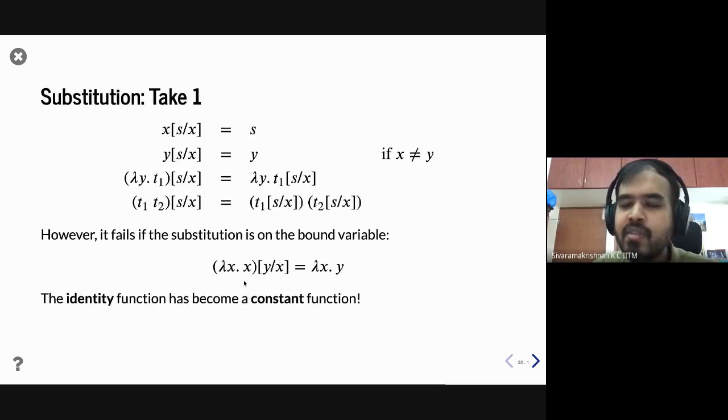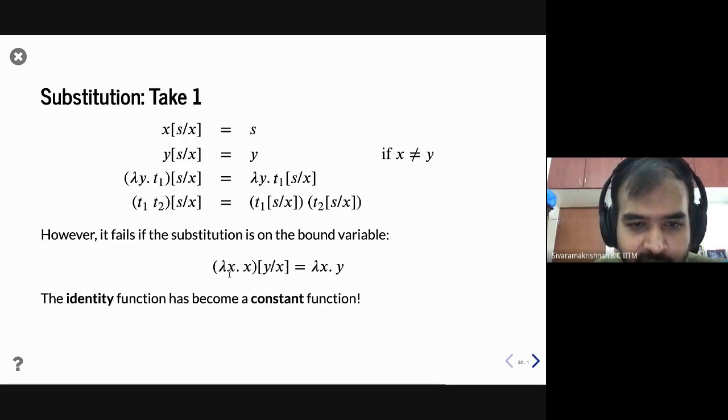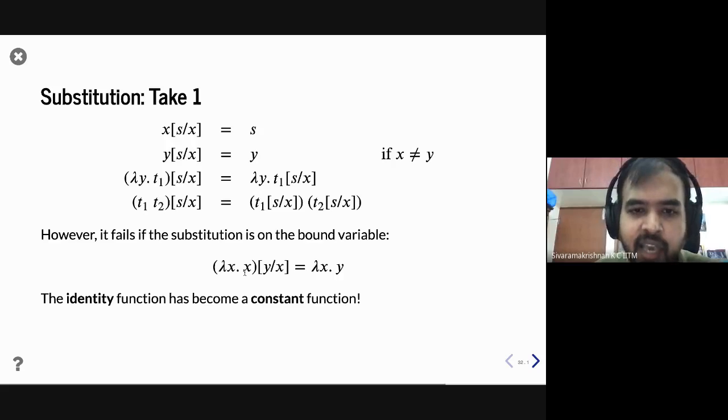Here is the example where it actually fails. This is a very simple example. I have an identity function. What is an identity function? An identity function just takes a value and returns the same value. So it takes an x and returns an x. And in that x, I am replacing that occurrence of x with y.